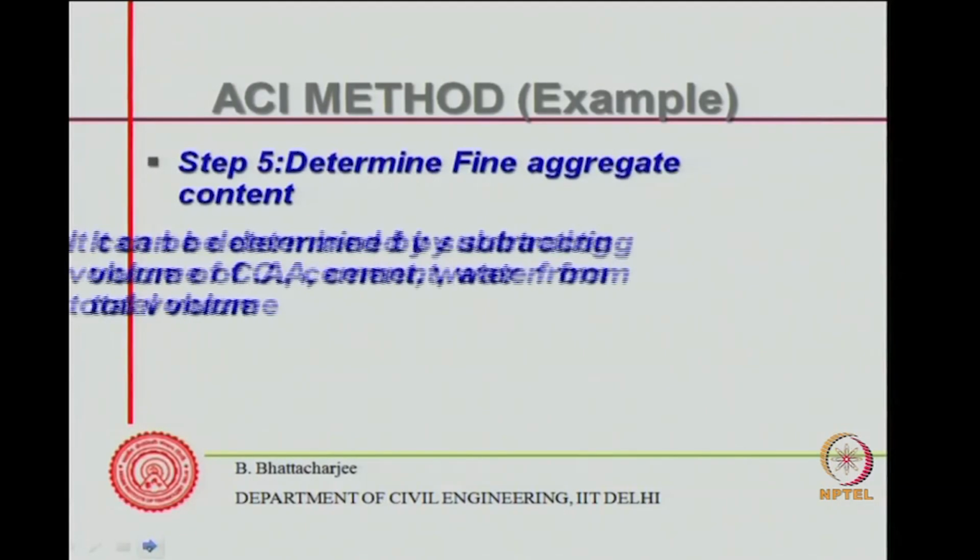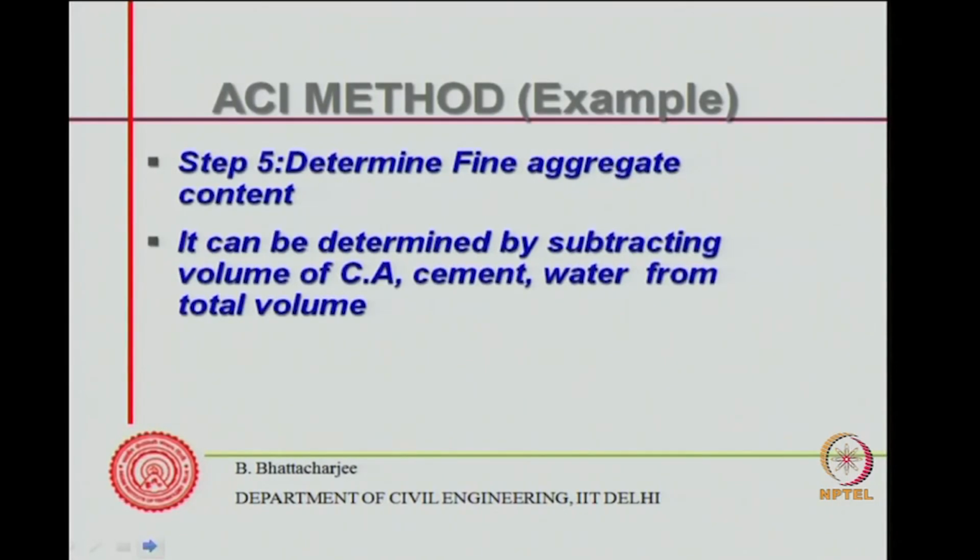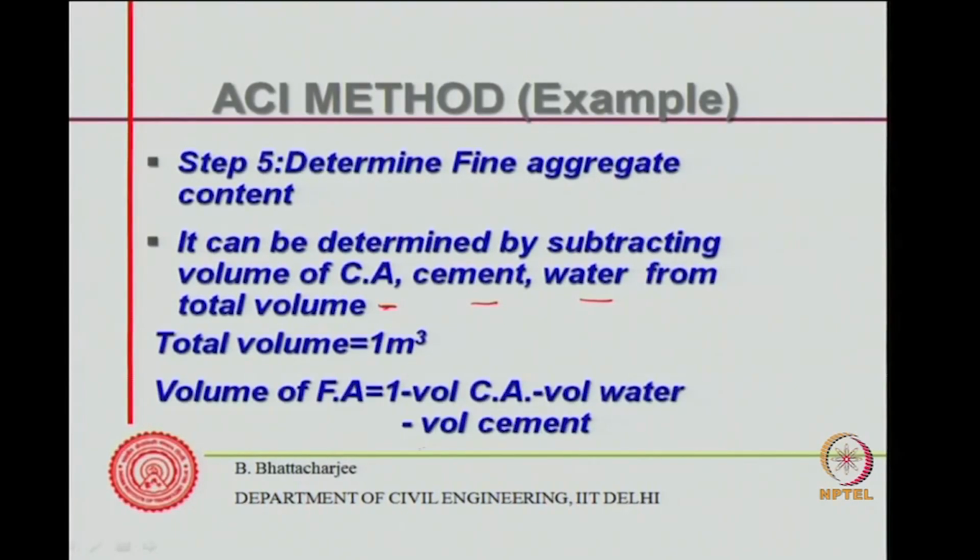Fine aggregate content now I can determine by subtracting the volume of coarse aggregate, cement, water, and of course the air volume also from the total volume. So, I have total volume 1 meter cube minus, actually 2% I should subtract. So, I should have an equation 1 minus, and volume of cement, also 2% air volume, air volume is 0.02. So, this has to be subtracted.